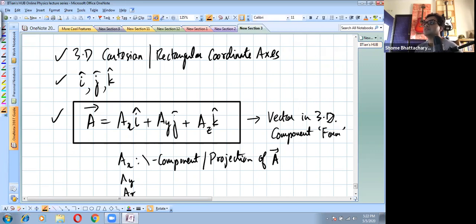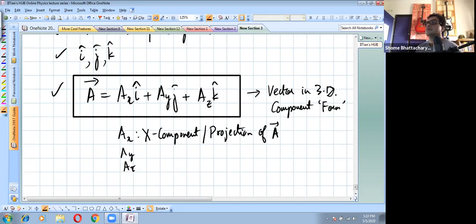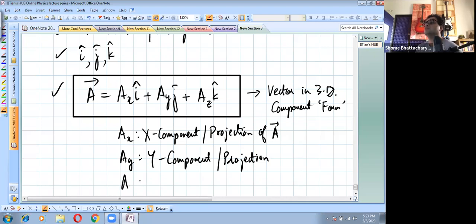So this is the x component. Similarly, Ay is what we call the y component or projection of the vector, and Az now, the new one, is called the z component. It should be capital Z.